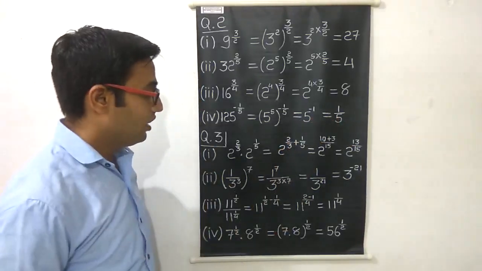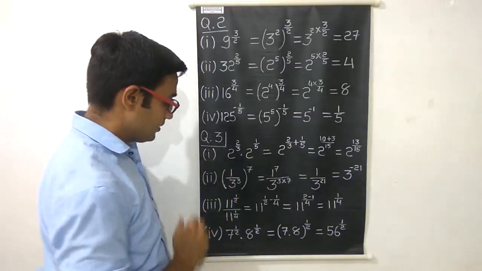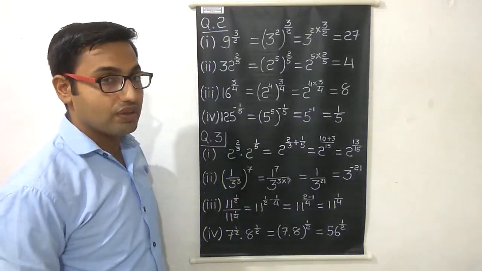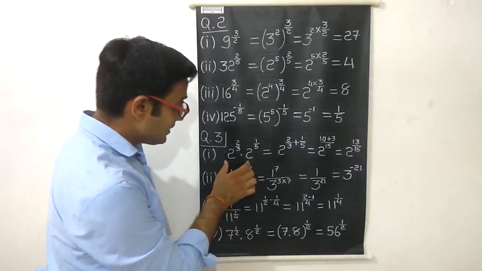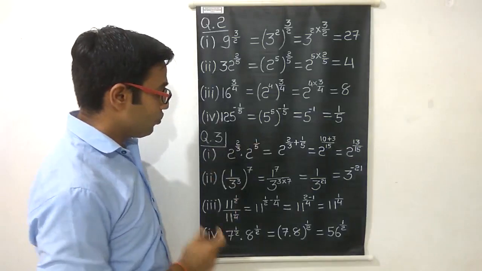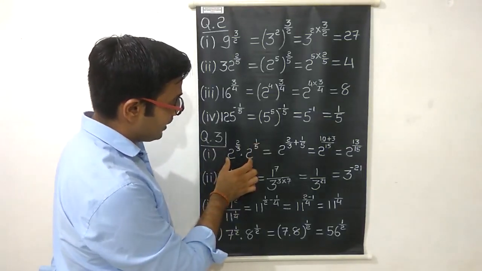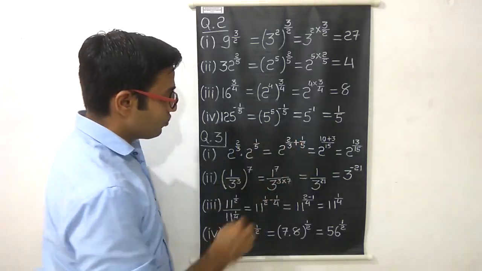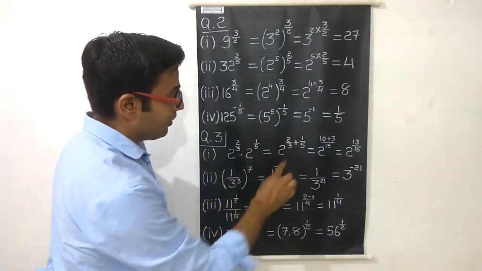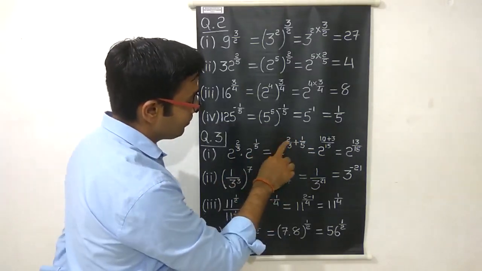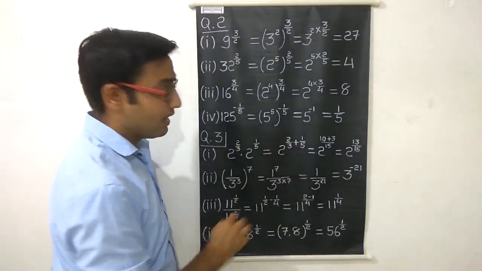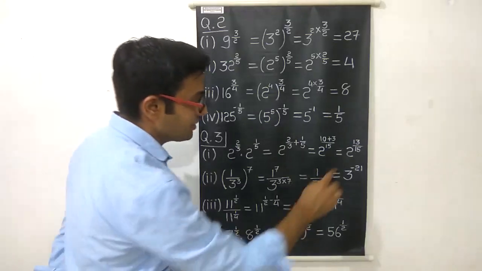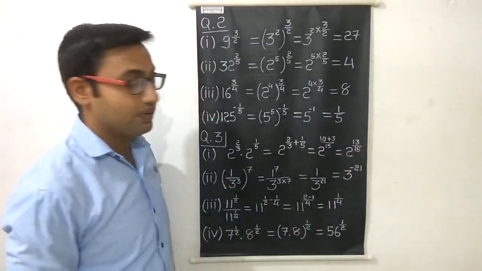Now question number 3. Again we have to find the value of all these given questions. 2 raised to power 2 upon 3 into 2 raised to power 1 upon 5. So which law applies here? The base is the same and the power is different. So we have to apply it as base remains the same and the powers will be added. So now if we add both these powers, what will happen? 15 is the LCM. Here we have to multiply with 5. So 5 2s are 10, and here we have to multiply with 3. So 3 1s are 3. 10 plus 3 upon 15, and the answer is 2 raised to power 13 upon 15.